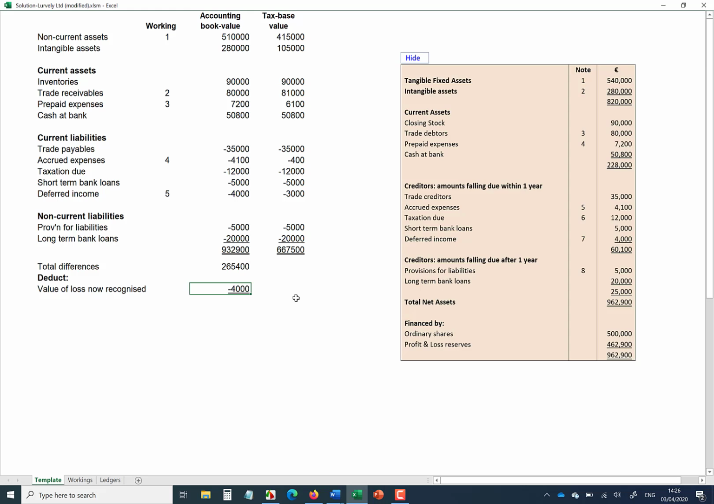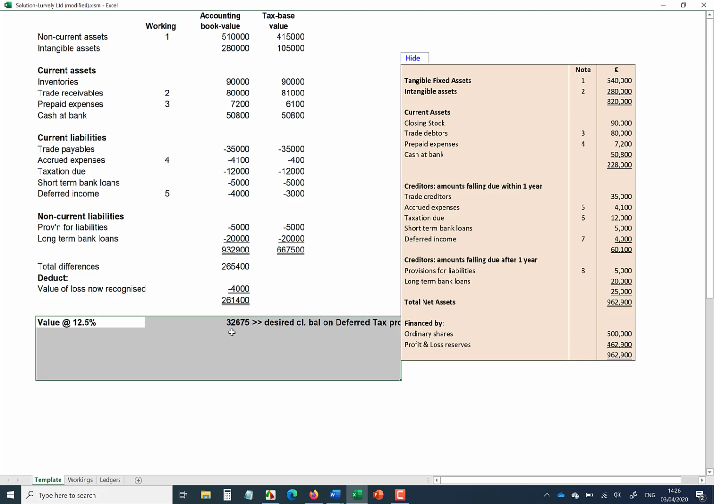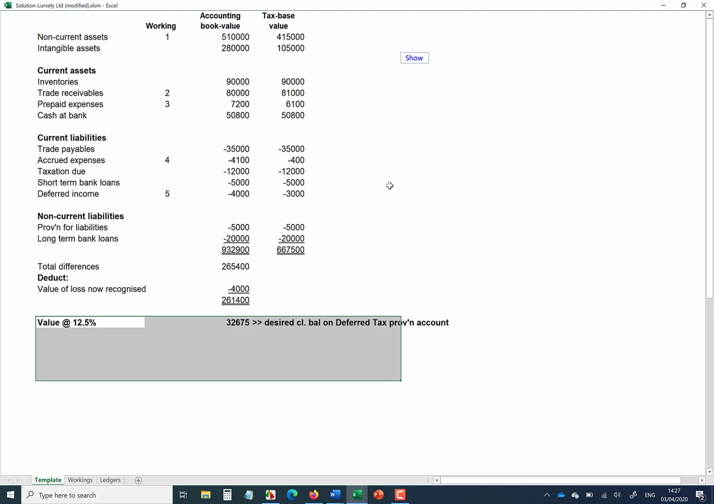So you wouldn't be able to recognize it in your accounts. We're now told that there is sufficient evidence to recognize the value of that loss, so we take it into account in our calculations. So that gives us then 261,400, and the value therefore is going to be 32,675. That's the desired closing balance on the deferred tax account at the end of it all. Okay, so I'm going to now switch to the ledger accounts for the question.